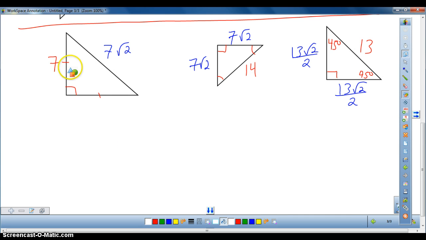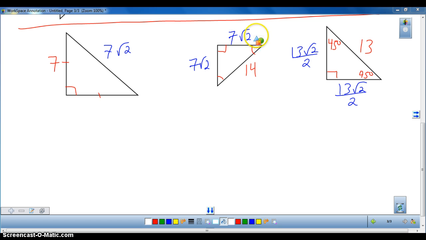And so for the first triangle, I got 7 square root of 2 is the length of the hypotenuse. Unintentionally, we got the same answer for the second one, even though we were working backwards. And then on the third one, we got 13 square root of 2 over 2. I'm skipping some of my work here just because I want to make sure we get everything covered in this screencast.